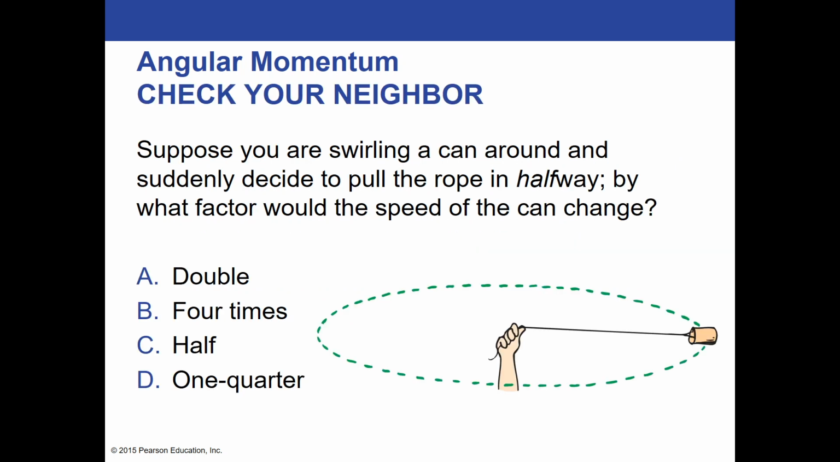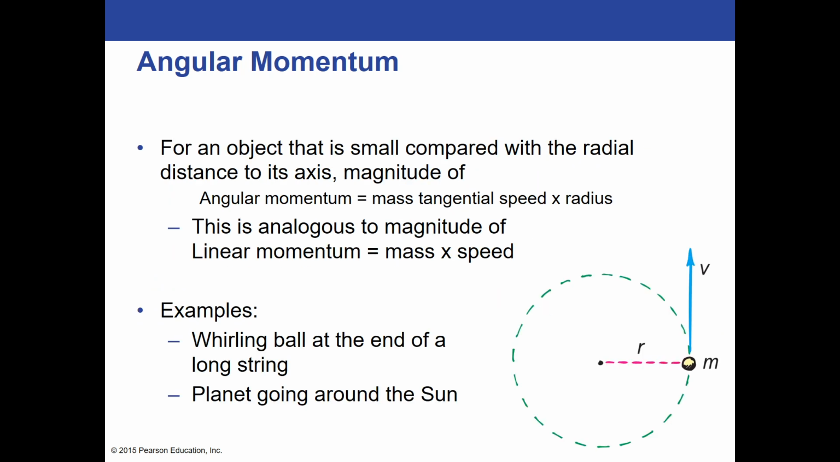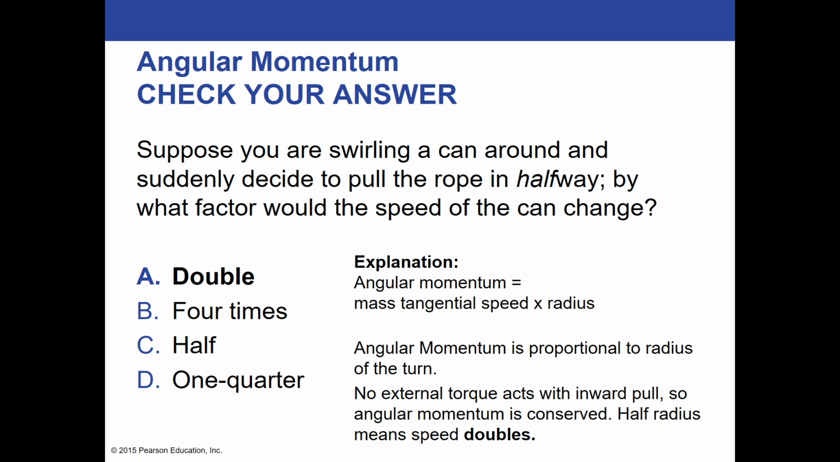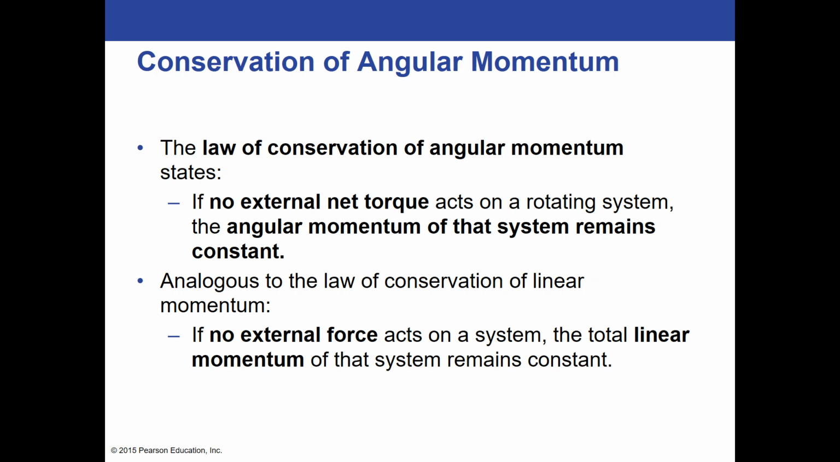Suppose you are swirling a can around and suddenly decide to pull the rope halfway in. We solved this yesterday. You change the radius to a half, so it'd be dividing by half, which becomes double. So the law of conservation of angular momentum states that if no external net torque acts on a rotating system, the angular momentum of that system remains constant. Just like the conservation of linear momentum, if no external force acts on a system, the total linear momentum stays constant.